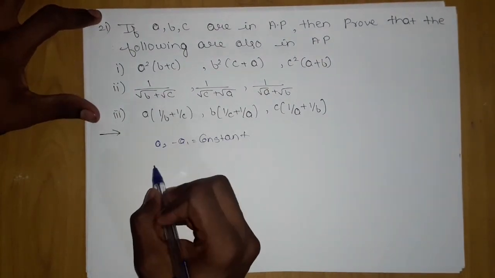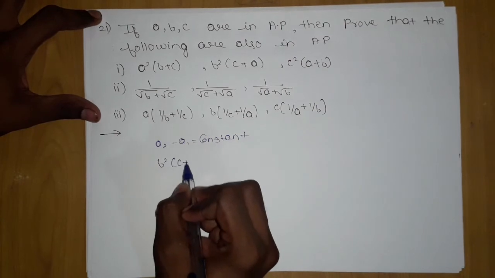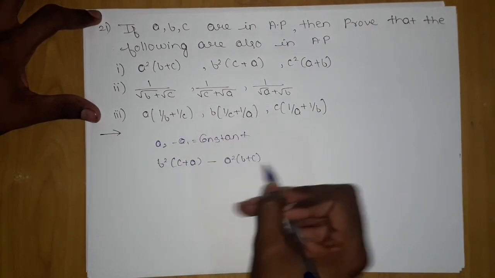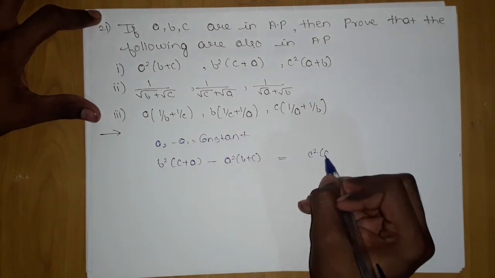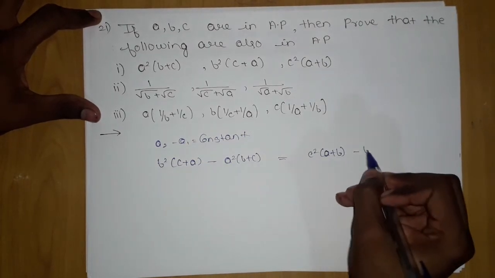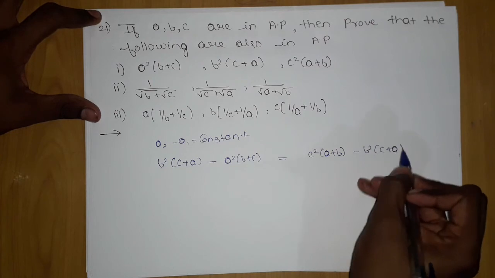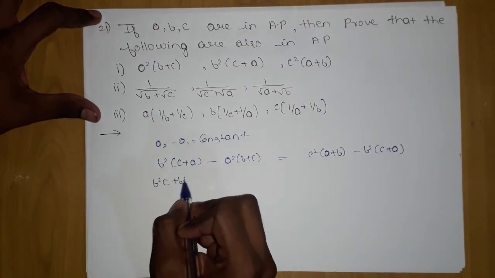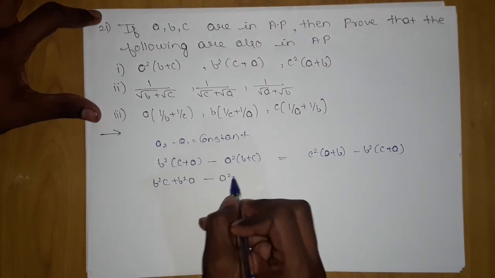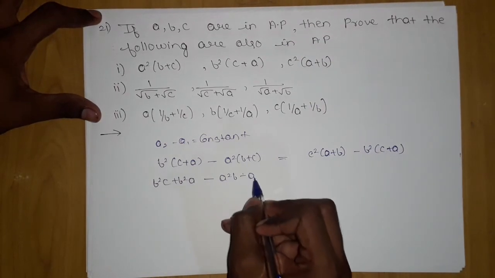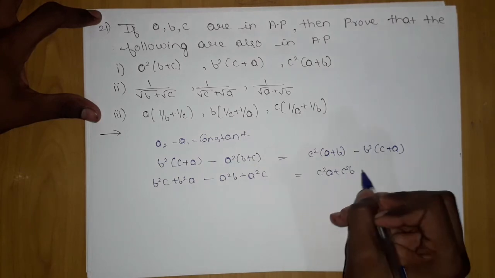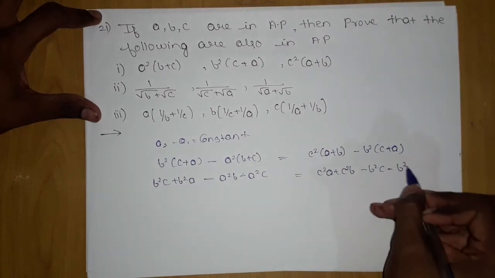So what is this? b square into (c plus a) minus a square into (b plus c) should be equal to c square (a plus b) minus b square (c plus a), right? So let's just open it. b square c plus b square a minus a square b minus a square c. Here, c square a plus c square b minus b square c minus b square a.